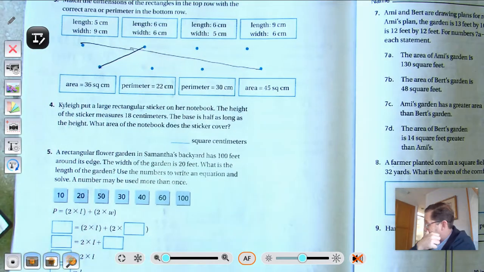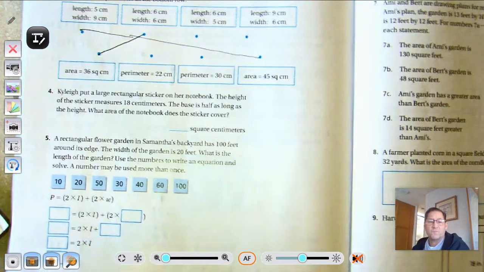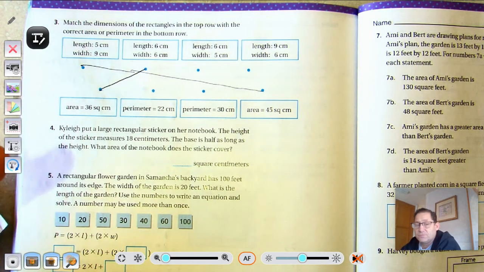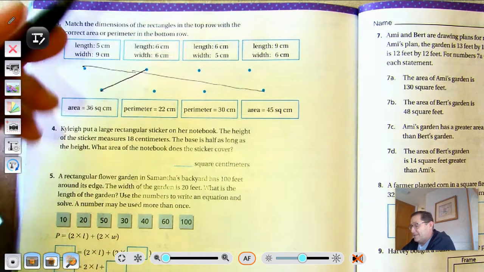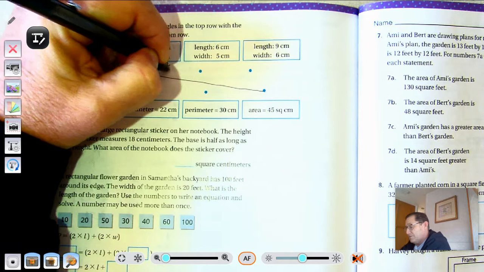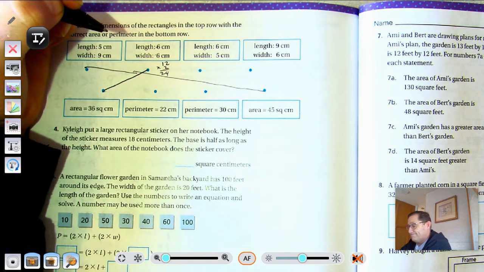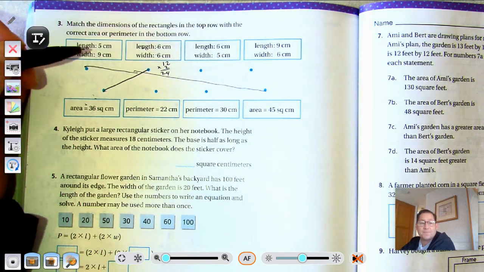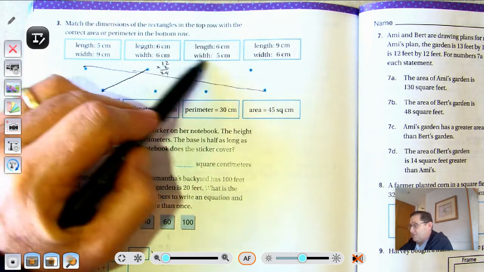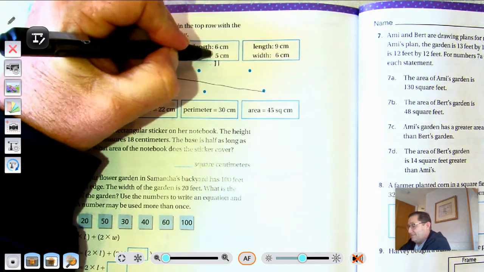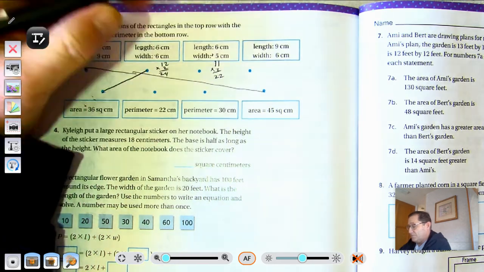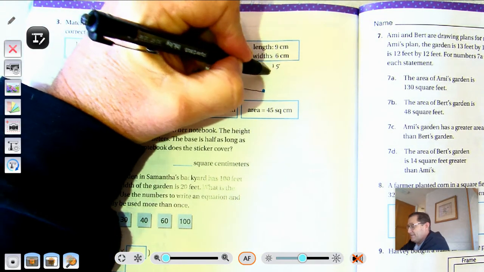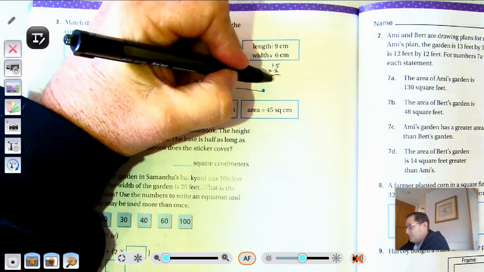All right. Now we have 2 left. They're both perimeter. And remember that if we add the sides up and multiply by 2, that gives us the perimeter. So 6 plus 6 is 12, and 12 times 2 is 24. Okay, but that didn't work, right? Because that goes to area. So it's actually, let's just look at these two. 6 and 5 is 11, and 11 times 2 is 22. Okay. 9 and 6 is 15, and 15 times 2 is 30.